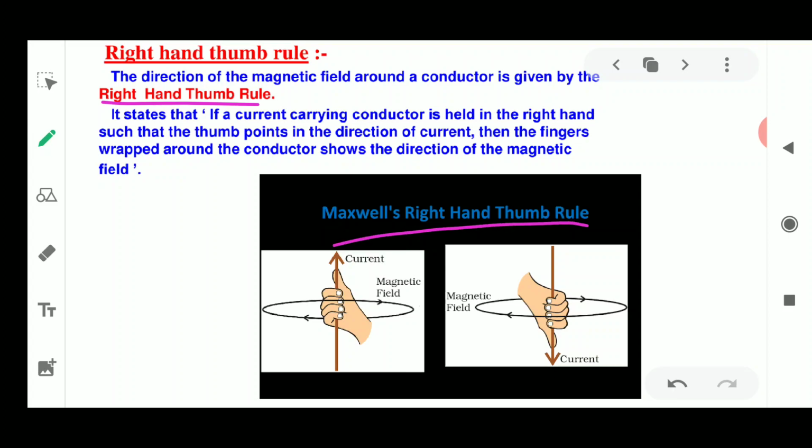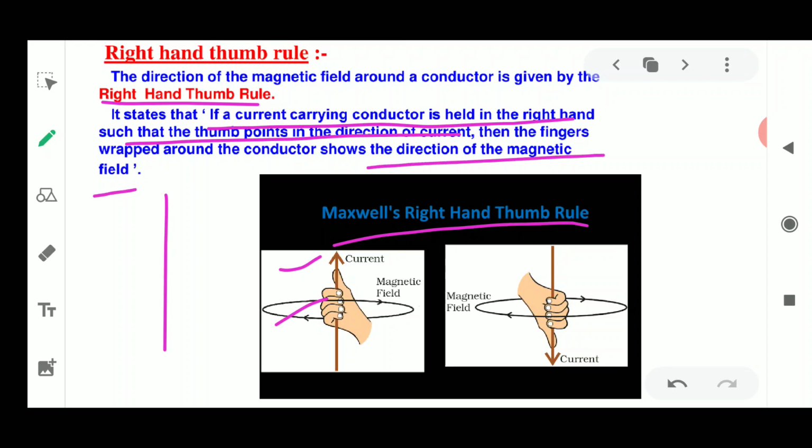Now what does this rule suggest? What does this rule tell you? It states that if a current carrying conductor is held in the right hand, you have to suppose, you don't have to hold the current carrying conductor in your hand, mind it. So here you have to suppose that you are holding a current carrying conductor in your right hand, such that the thumb points in the direction of current, okay, then the fingers wrapped around the conductor, as shown here in the diagram, are going to tell you the direction of the magnetic field.